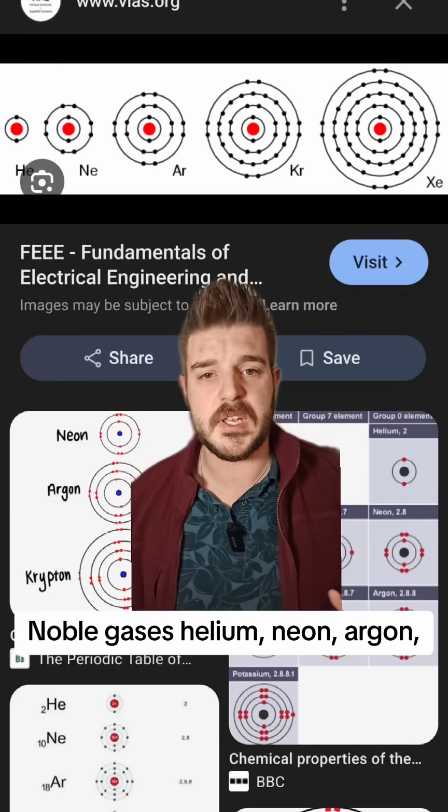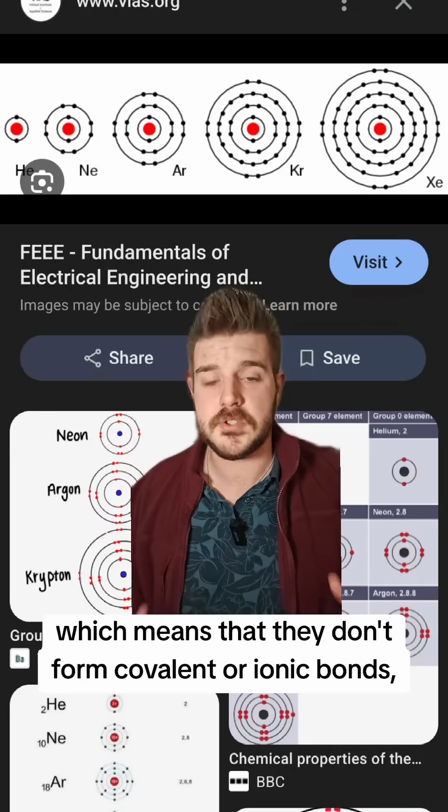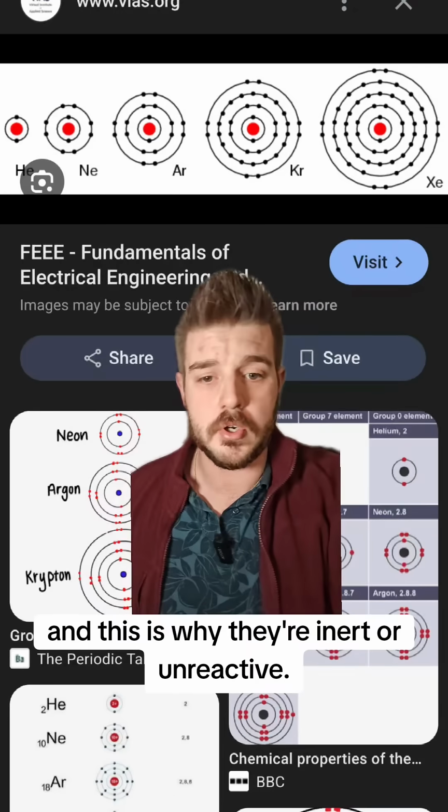Noble gases, helium, neon, argon, krypton and xenon, all have full outer shells, which means that they don't form covalent or ionic bonds, and this is why they're inert or unreactive.